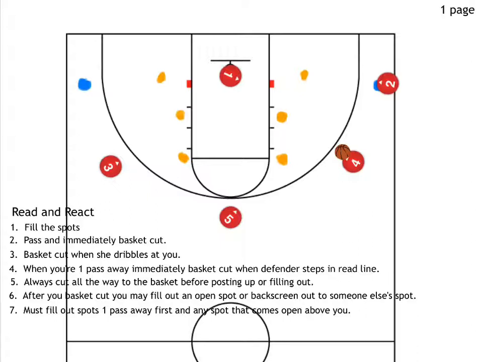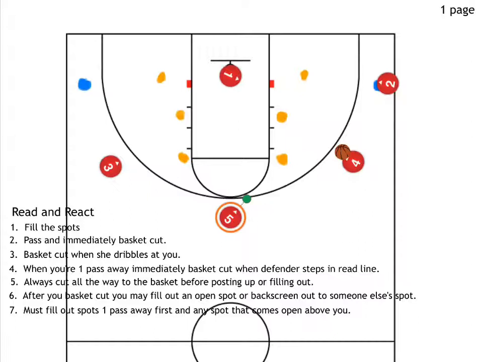When you're filling out the spots, it's important we always make sure we have someone at the spots that are 1 pass away. So where 2 is and 5 is, we always need a person there. And you always want to fill any spot that's open above you. That's why 3 came from the corner up to the wing.